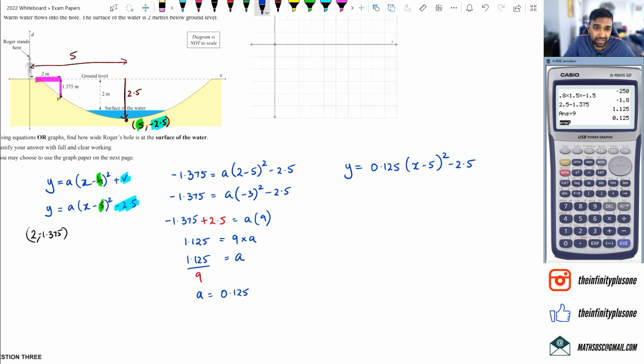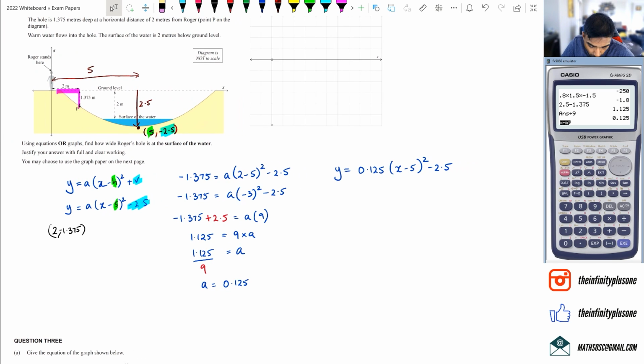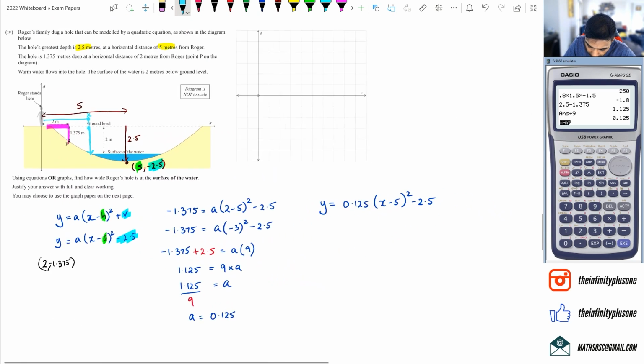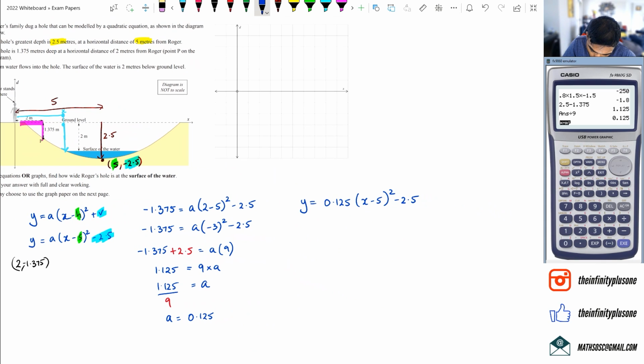Now the question itself is asking how wide is the hole at the surface of the water, right? So the thing that I know is, I know that I can figure out what this part right here is. All right, so imagine it like this. At that x value, whatever the x value here, the y value happens to be negative 2. So I need to do that first to try and figure it out. So in other words, I am looking for when y is equal to negative 2, what is the value of x is what I'm looking for.